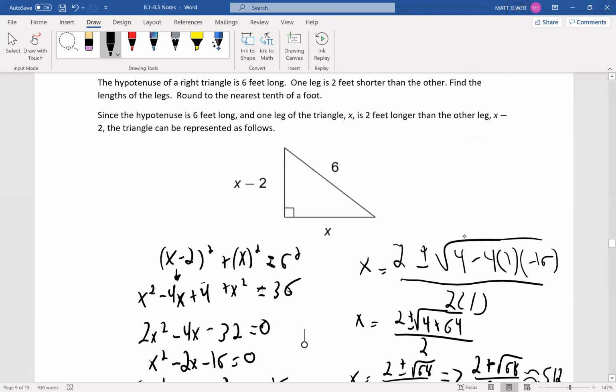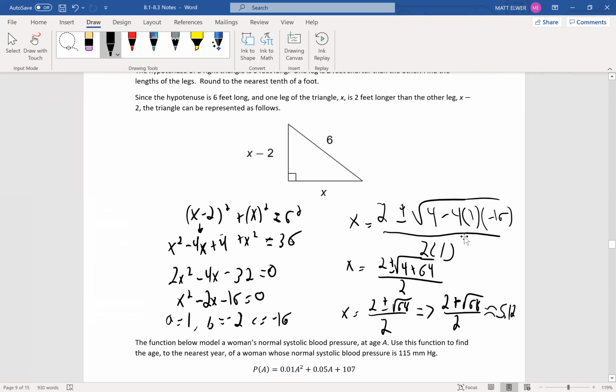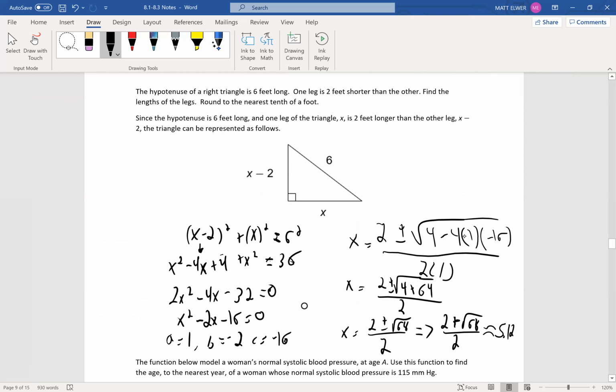But remember that our question, maybe I'll zoom out a little bit, says find the lengths of the legs. So the first thing is easy, right? My first x is just equal to 5.12, approximately. But then the length of the other leg is equal to x minus 2, right? So we have 5.12 minus 2, which is just equal to 3.12. So the lengths of my legs are 3.12 and 5.12.